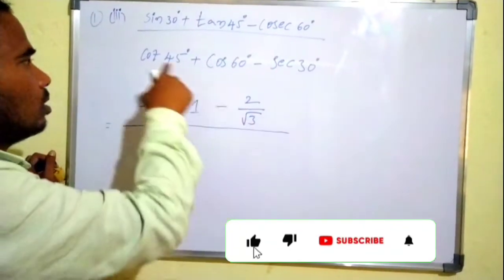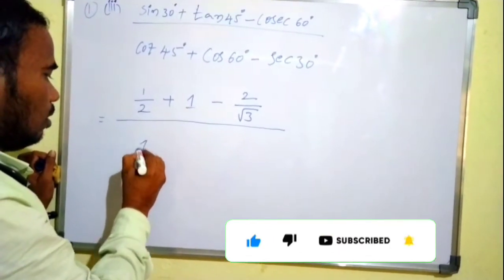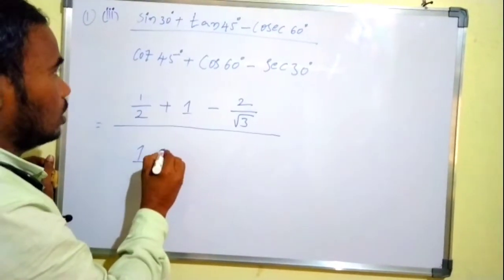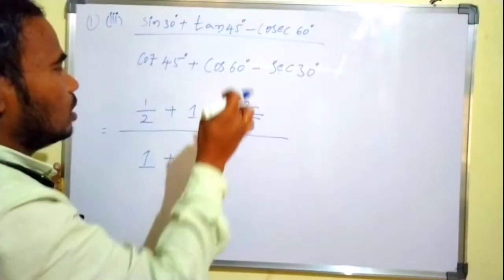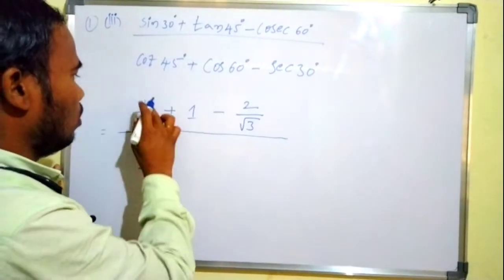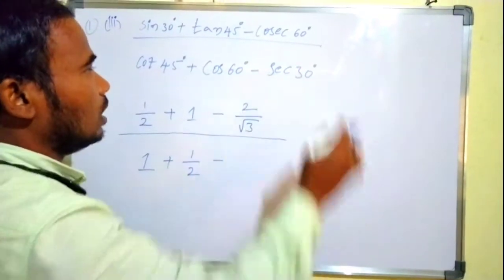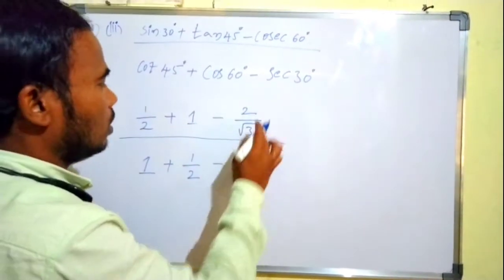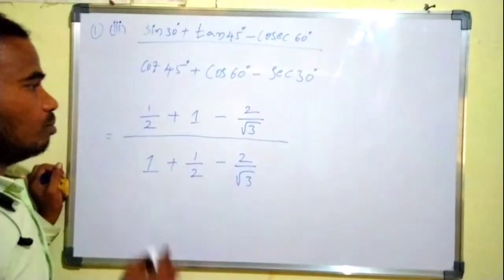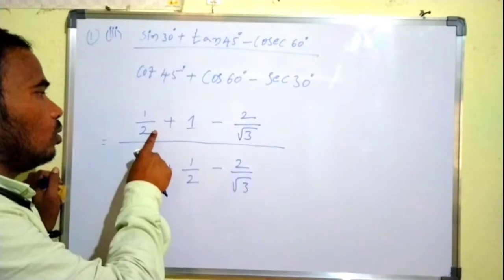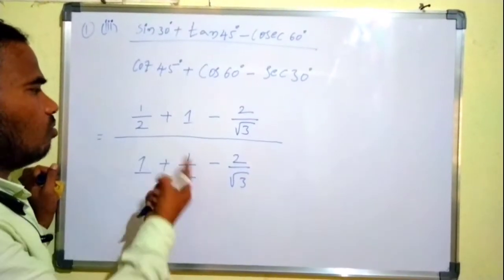So the numerator portion is finished, now the denominator. Cot 45 is equal to 1. Plus cos 60 degrees, which is equal to 1 by 2, minus sec 30. Sec 30 is equal to 2 by root 3. So just observe, here the numerator is 1 by 2 plus 1, and the denominator is 1 plus 1 by 2. This value is the same.